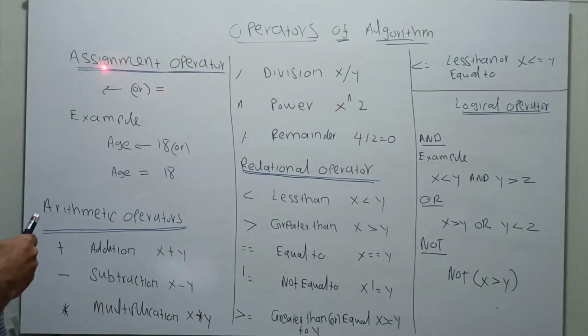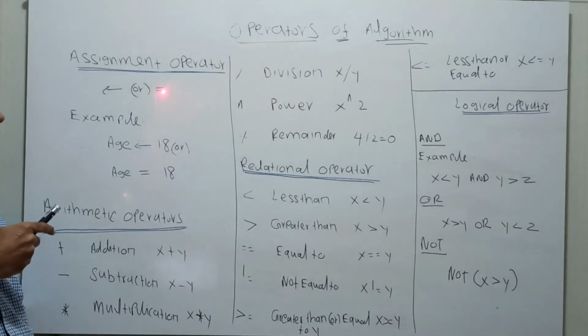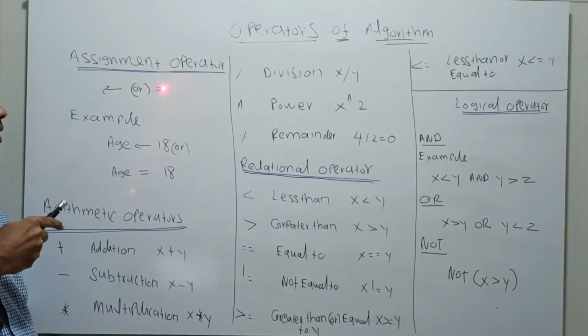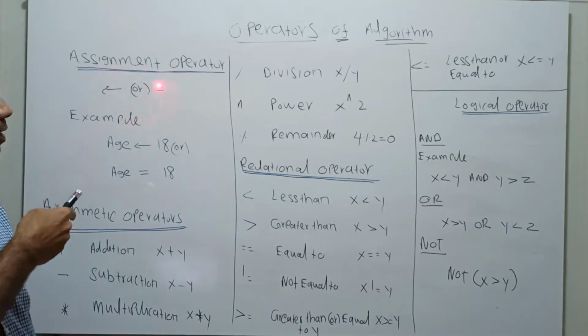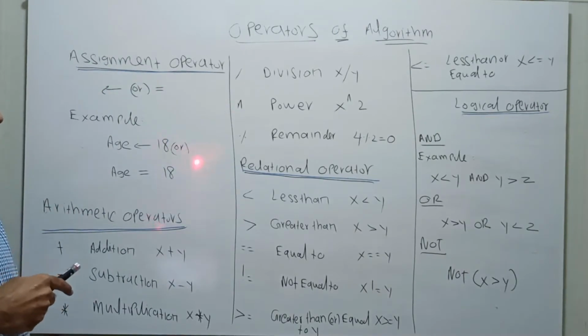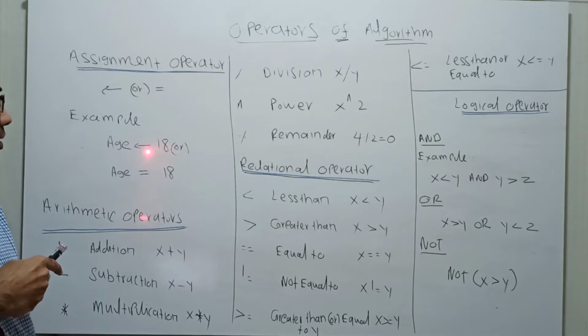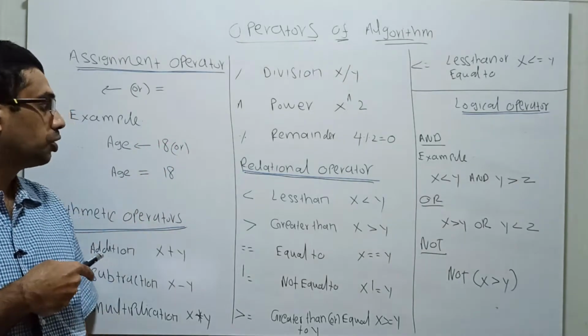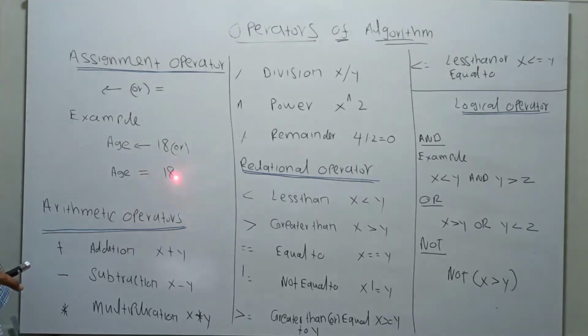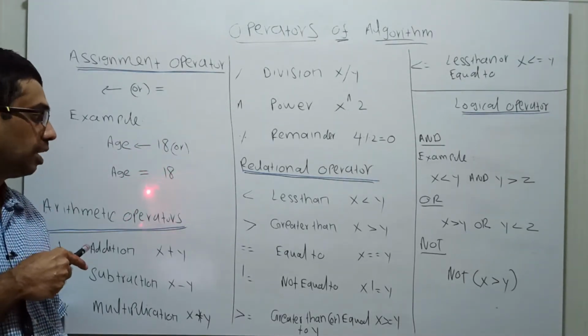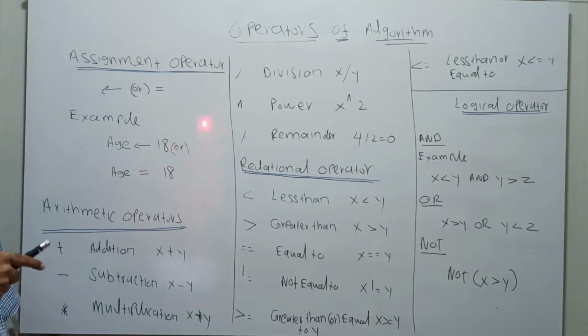The first one is the assignment operator. For the assignment operator you can use the equal to symbol or the left arrow symbol. Both of them are valid. Example: age left arrow 18, or age equal to 18. In the first expression we are using the left arrow symbol, and in the second we are using the equal to operator. Both expressions assign the value 18 to age.